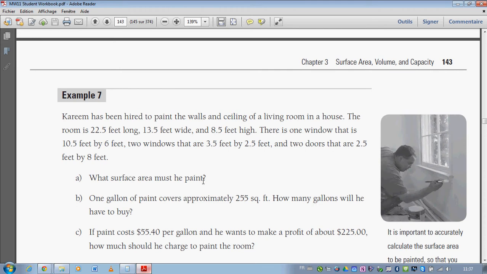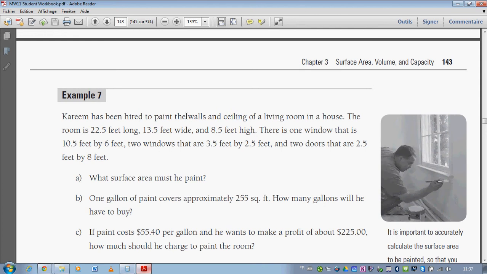So what you're going to have to do is draw this out, and it tells you that he's been hired to paint the walls and the ceiling of the living room. So you're going to have to figure out the surface area of what he has to paint. So that's 4 walls and 1 ceiling. So be careful to not include the floor because he's not painting the floor.